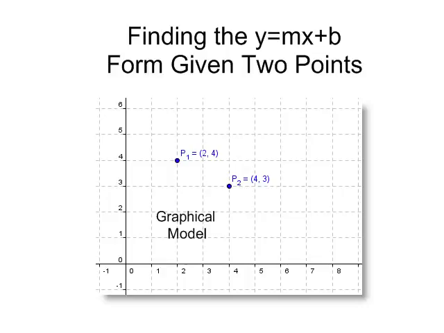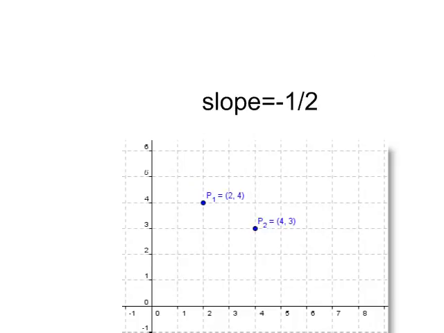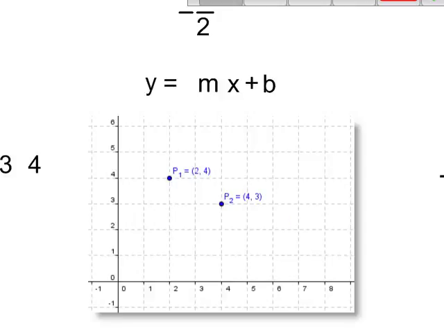The first thing I'm going to do is find the slope of that line, which is actually a really pretty easy job because I can see that my rise is -1 and my run is 2. And so my slope is -1/2. That is really easy. Now, the next problem is to find out what the y-intercept is, or the b part of this form of the line.